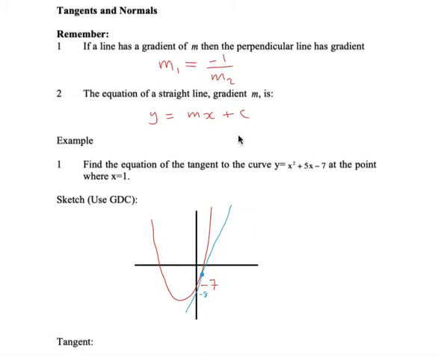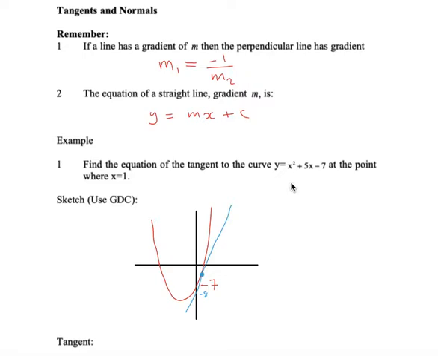Second part is that fundamentally we are finding equations of straight lines here, albeit that those straight lines are tangents or normals. So basically we're heading for an equation of the form y equals mx plus c, where you'll remember that m is the gradient and c is the y-axis intercept.